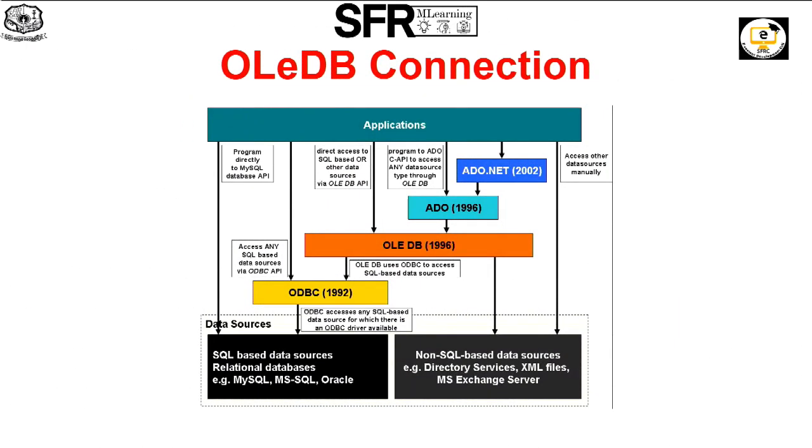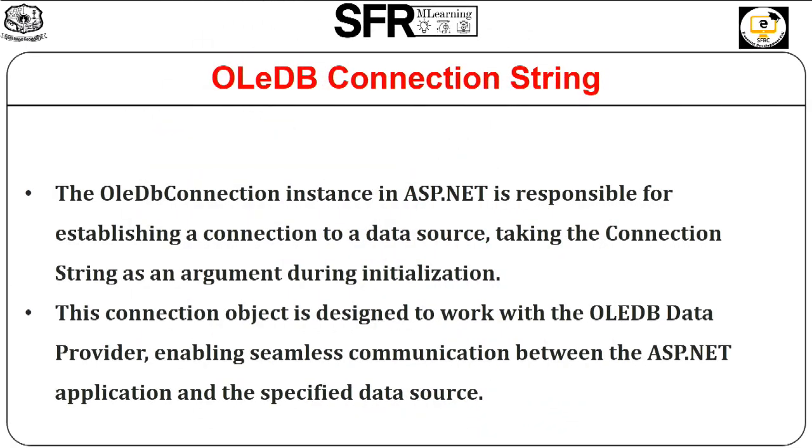Now we are going to see about the OLEDB connection string. The OLEDB connection instance in ASP.NET is responsible for establishing a connection to a data source, taking the connection string as an argument during initialization. We have many properties in our OLEDB connection string. To initialize the values, we pass the argument as a string, and that becomes the values for our properties.